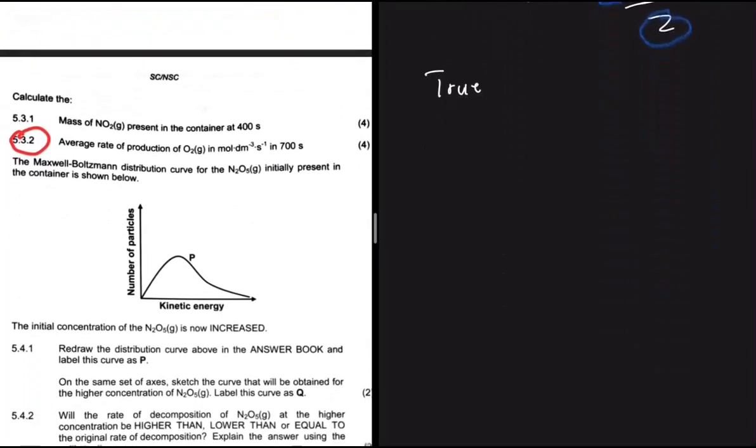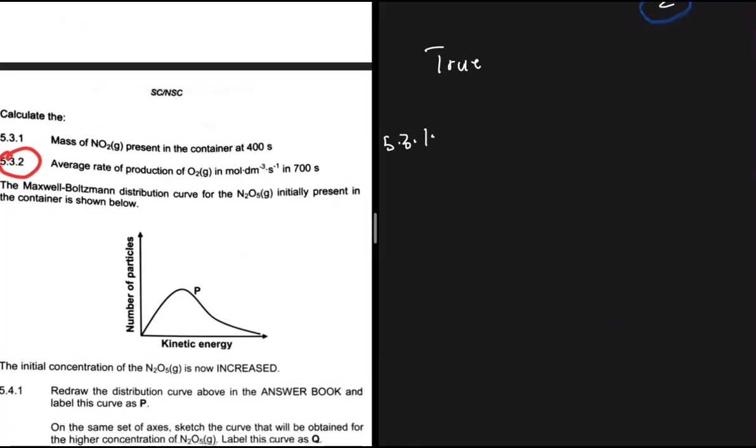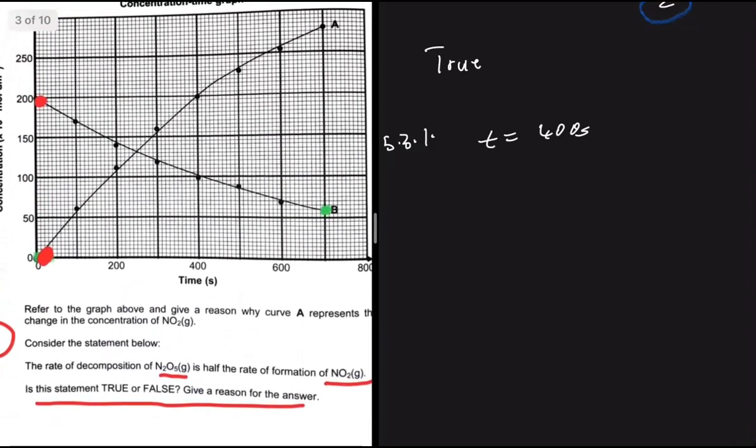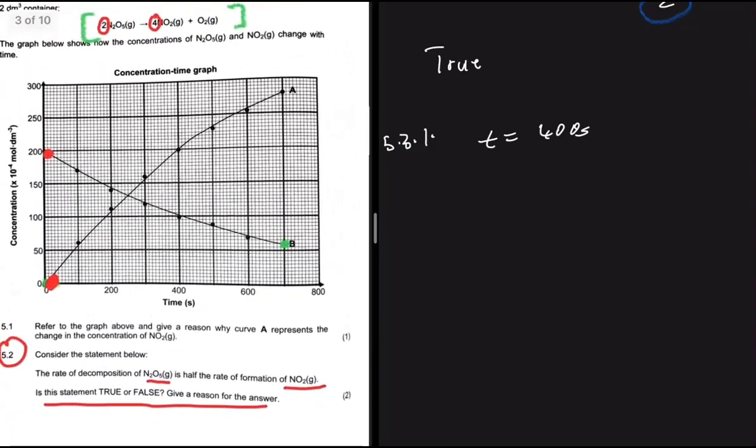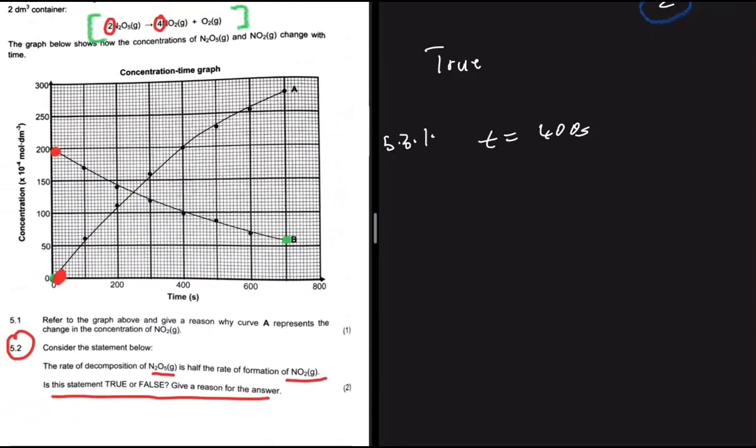We have another interesting one here. 5.3.1, we're looking for the mass of NO2 present in the container at T equals 400 seconds. So let's go to our graph. We've already established that curve A is NO2, right? It is the concentration of NO2.